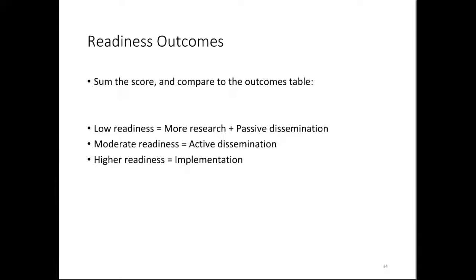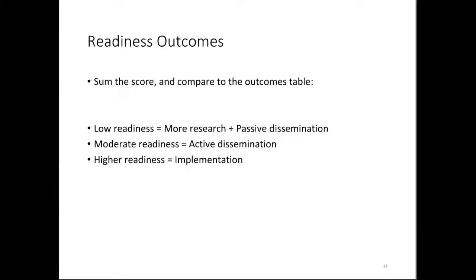Okay. So what happens at the end? I've gone through this whole checklist. I've got a bunch of points. What's the outcome? So the idea is you sum the score and you compare the outcomes to the outcome table. And the outcome table is split into three categories. Just yesterday I was looking at the CIHR website, the Canadian Institutes of Health Research, which is a Canadian government organization that does a lot of knowledge translation. And they basically have these exact same, more or less, three categories in their resources as well. So I'm glad to see that.